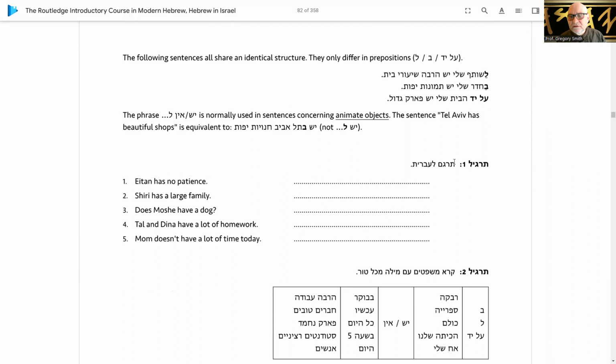Okay, so now we have Targil. Let's see, Tirgum, Le'ivrit. Okay, so we have to translate this into Hebrew. I think that Tirgum. Yeah, that's right. תרגום. Oh, it's Tirgum. תרגום.